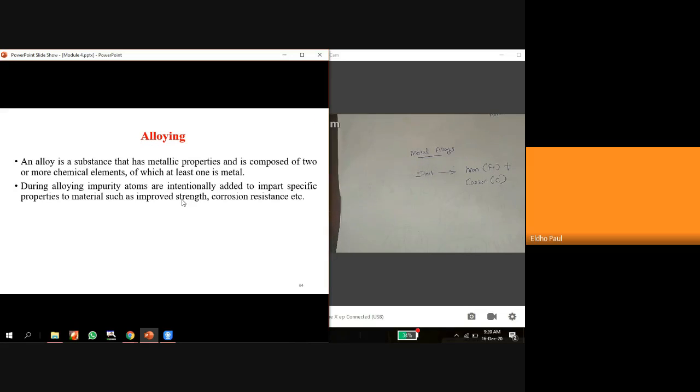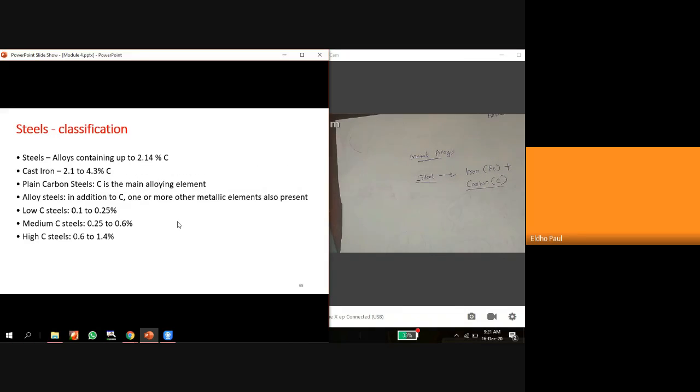We are discussing more specifically steel, because steel is predominantly used in most engineering applications nowadays. So we mainly concentrate on this alloy called steel, that is an alloy of iron and carbon. But we also add different types of other impurity atoms into the steel for altering its properties. We will discuss all these things in this lecture. Steel is one of the important alloy materials used in engineering applications.